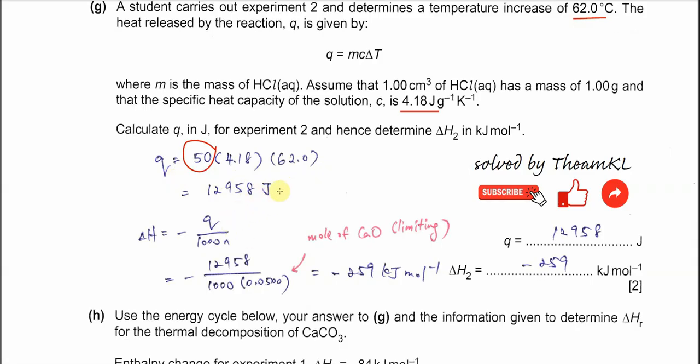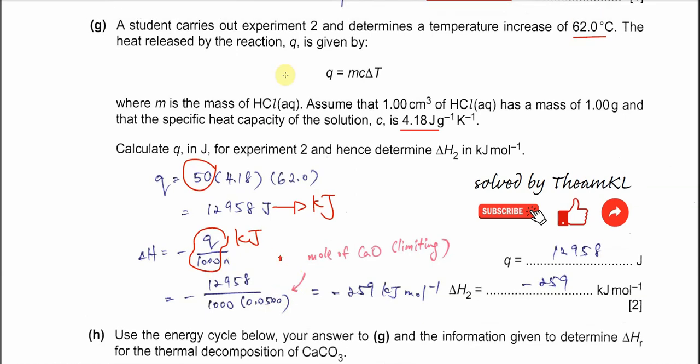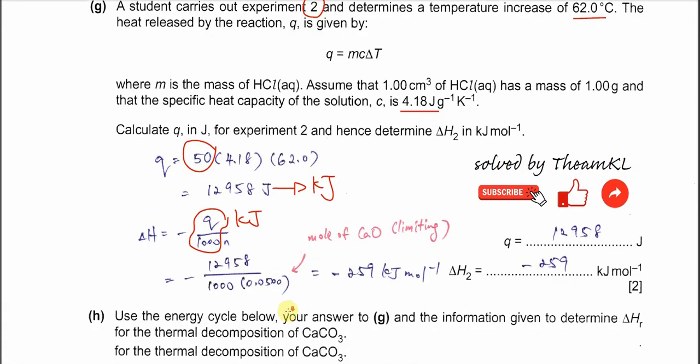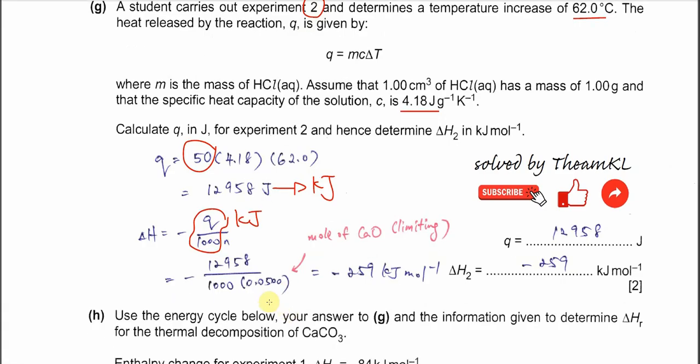After that, use this heat in this equation. Delta H equal to negative Q over 1000 n. Q over 1000 is to convert the joule to kilojoule, so this part itself is in kilojoule. This n is the mole. We must use the mole of the calcium oxide. Remember, this is experiment 2, so we must use the mole of calcium oxide. It's still 0.05. So we get negative 259 kilojoule per mole.